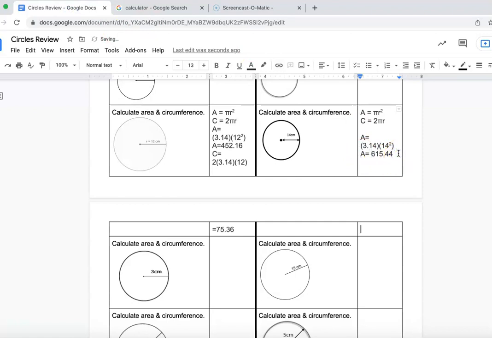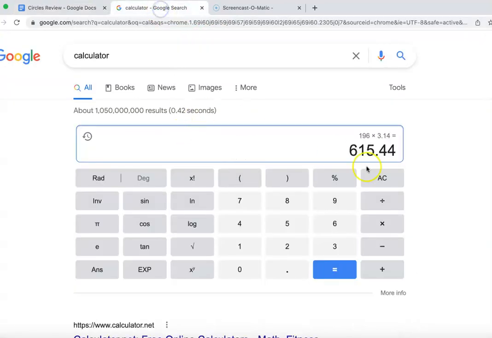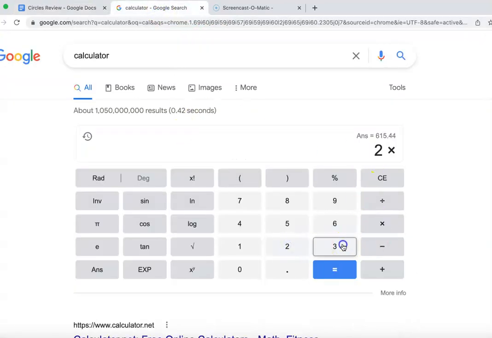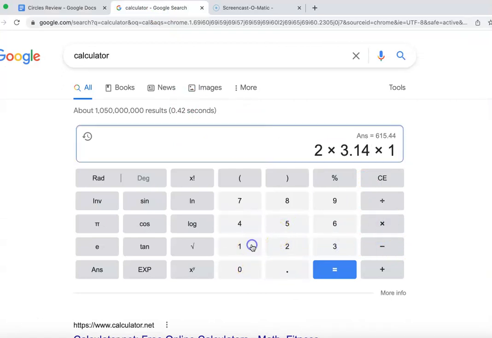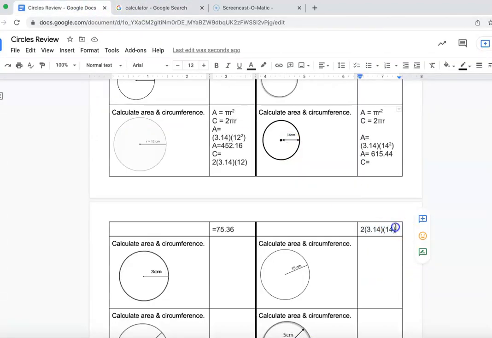And then the circumference equals 2 times pi, 3.14, times our radius, 14. So you can go ahead and plug those numbers in. I'll do one more. So 2 times pi times r. 2 times 3.14 times the radius of 14 equals 87.92.